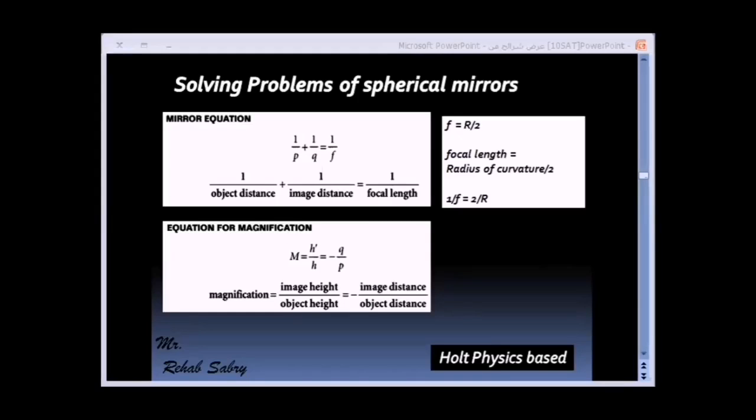Okay, Bismillah ar-Rahman ar-Rahim. In the name of Allah, the most gracious, most merciful. How are you, everyone? Today, inshallah, Rabbil Alameen, we will talk about solving problems on spherical mirrors.